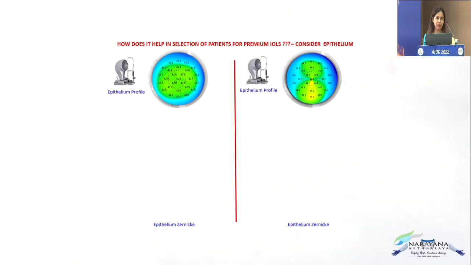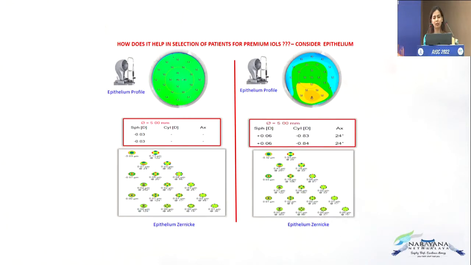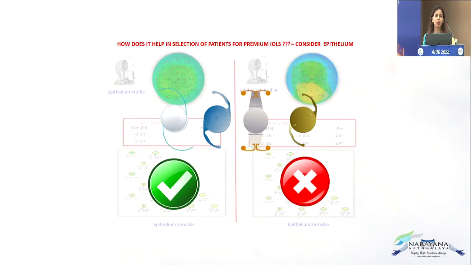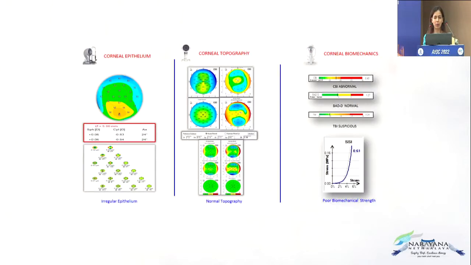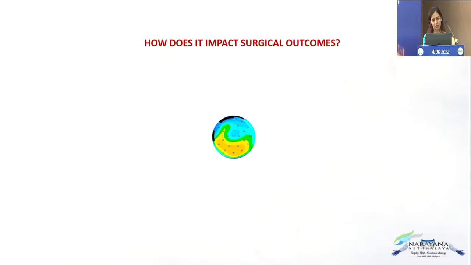So again, if we are doing a premium IOL, how does it help us? Consider that if there is irregularity, and this is a given, everyone goes by it, so if there's a lot of irregularity on the cornea, you're maybe going to be a little more cautious in planning a premium IOL, but this is taking it one step further and looking at the epithelium, and if you feel that it is something which is treatable, you could probably treat that before you plan a premium IOL. So caution, because that would then contribute to your astigmatism and how it impacts the surgical outcomes.